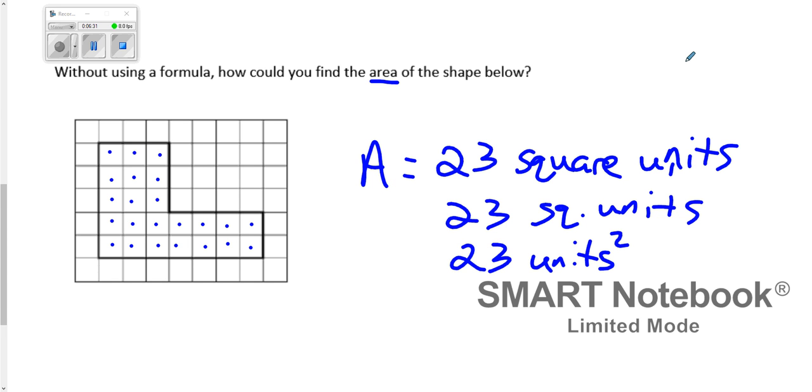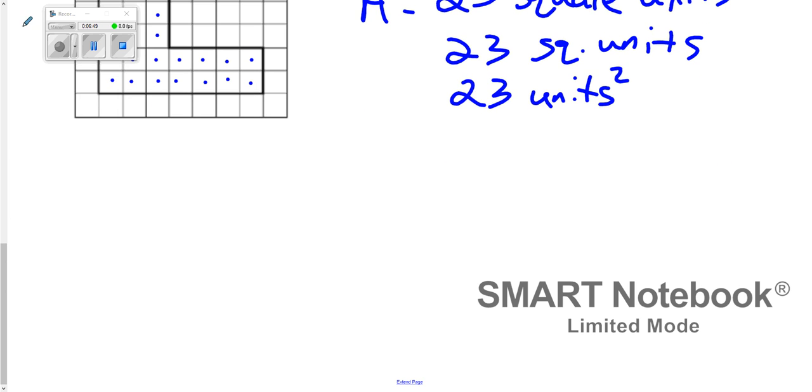You can only do this method when the squares are full squares. Don't estimate. So if for some reason they give you a shape like, I don't know, like this, we can't do this method because you can't count the squares there. It's not perfect. So we can only do this when it's perfect. All right, let's move on to the next page.